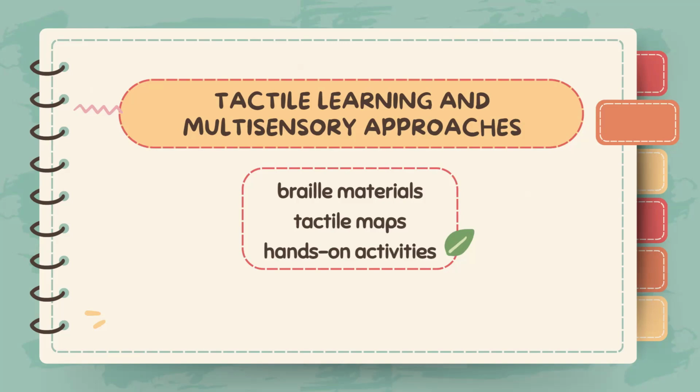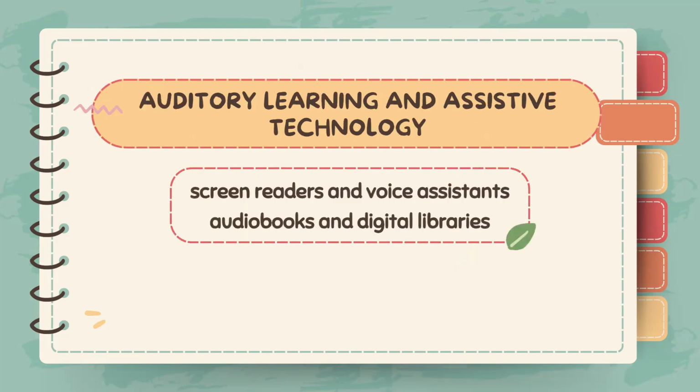Now, let's discuss auditory learning and assistive technology, which provide additional ways to support visually impaired students. Many visually impaired students rely on audio-based learning tools. Some key resources include screen readers, voice assistants. Another is audiobooks and digital libraries, as these platforms such as Learning Ally and Bookshare provide a wide range of educational audiobooks.